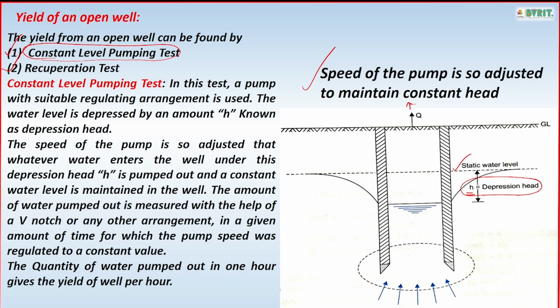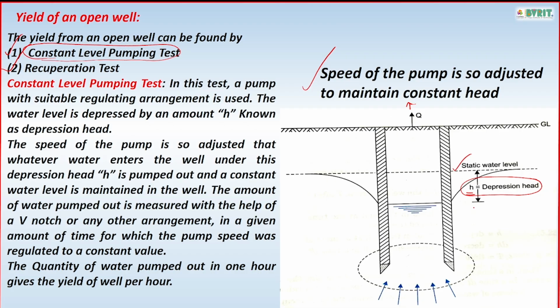Then whatever water is pumped outside, you allow it through a channel and put a V notch or rectangular notch, whatever notch you want, and measure the discharge. Whatever is coming out, you can measure with the help of a V notch, and that gives you the yield of the well. So in the test, initially some water level is there. Then I started pumping and we get the depression head of H. In order to maintain the depression head H, the speed of the pump is regulated.